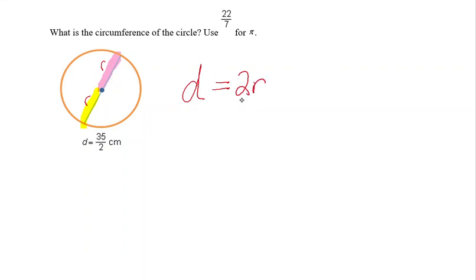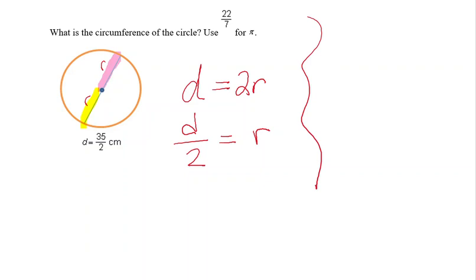Now we could also say that if we cut the diameter in half, we would be finding the length of the radius. So that's the relationship between the diameter and the radius, and it's important to understand that relationship so that you can understand the two different ways you can find the circumference.